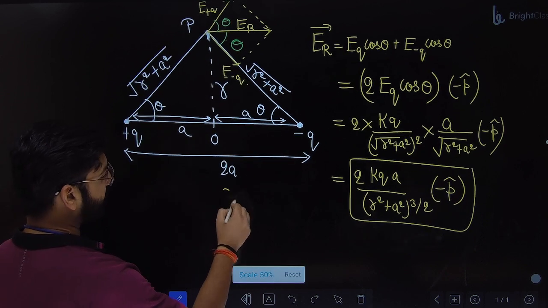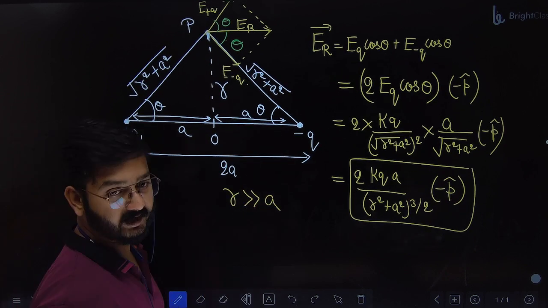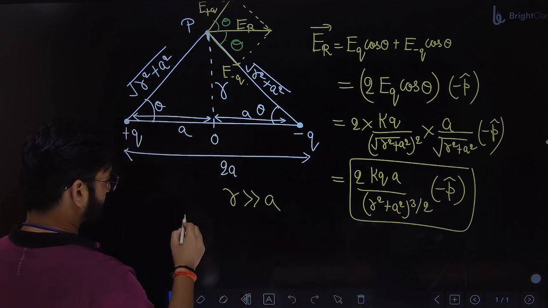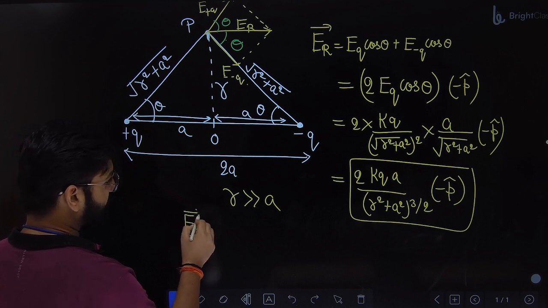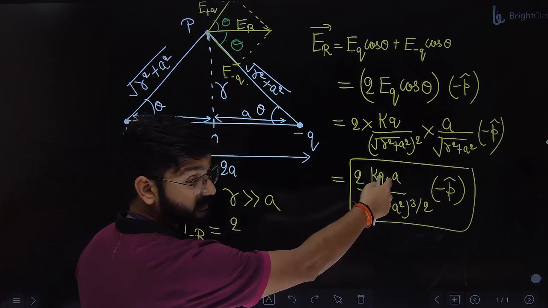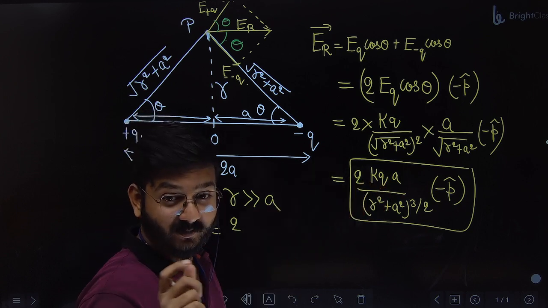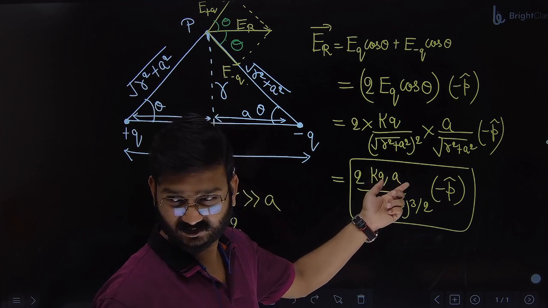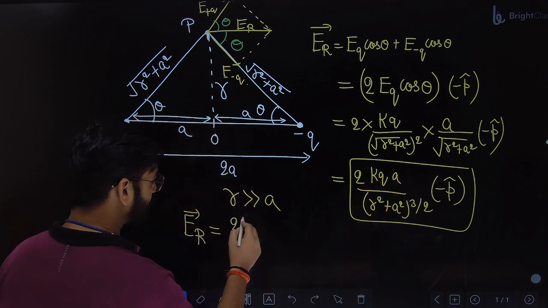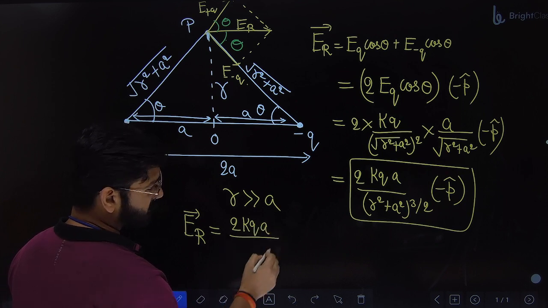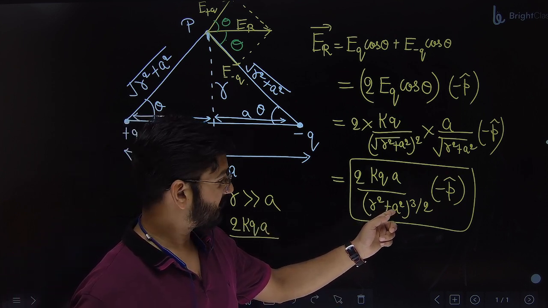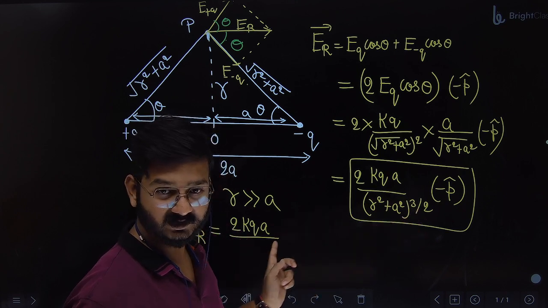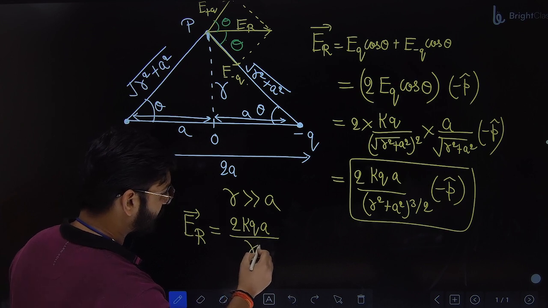Now we'll apply the approximation in this. What approximation? If the point is very far, what will be ignored? A square. Correct. So if point is very far, A square will be ignored. Don't ignore this A also, because we are comparing A with R. Comparison is happening here. So 2KQA, here A square ignored. So this becomes R square to the power 3 by 2. 2 gets cancelled. So what will be the thing? R cube.